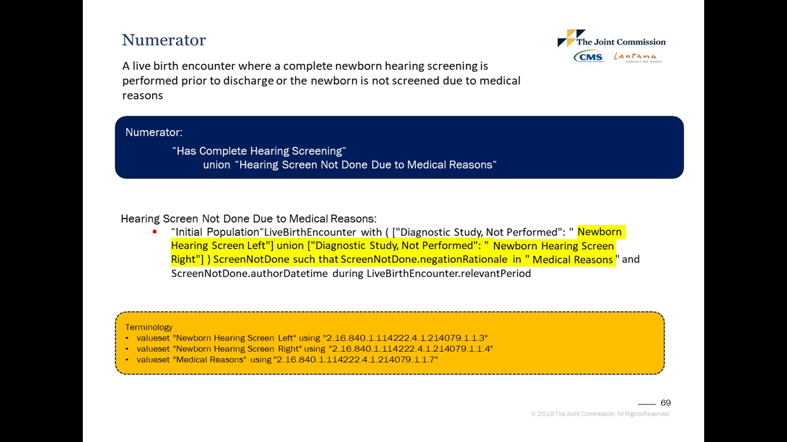Another frequent question that we get on this measure is that in the event that a repeat hearing screen is performed, should only the initial screen result be submitted, or would it be appropriate to include the most recent screening result? The answer is that the measure does not specify initial or most recent for the hearing loss screening result, only that the screening is performed prior to hospital discharge.